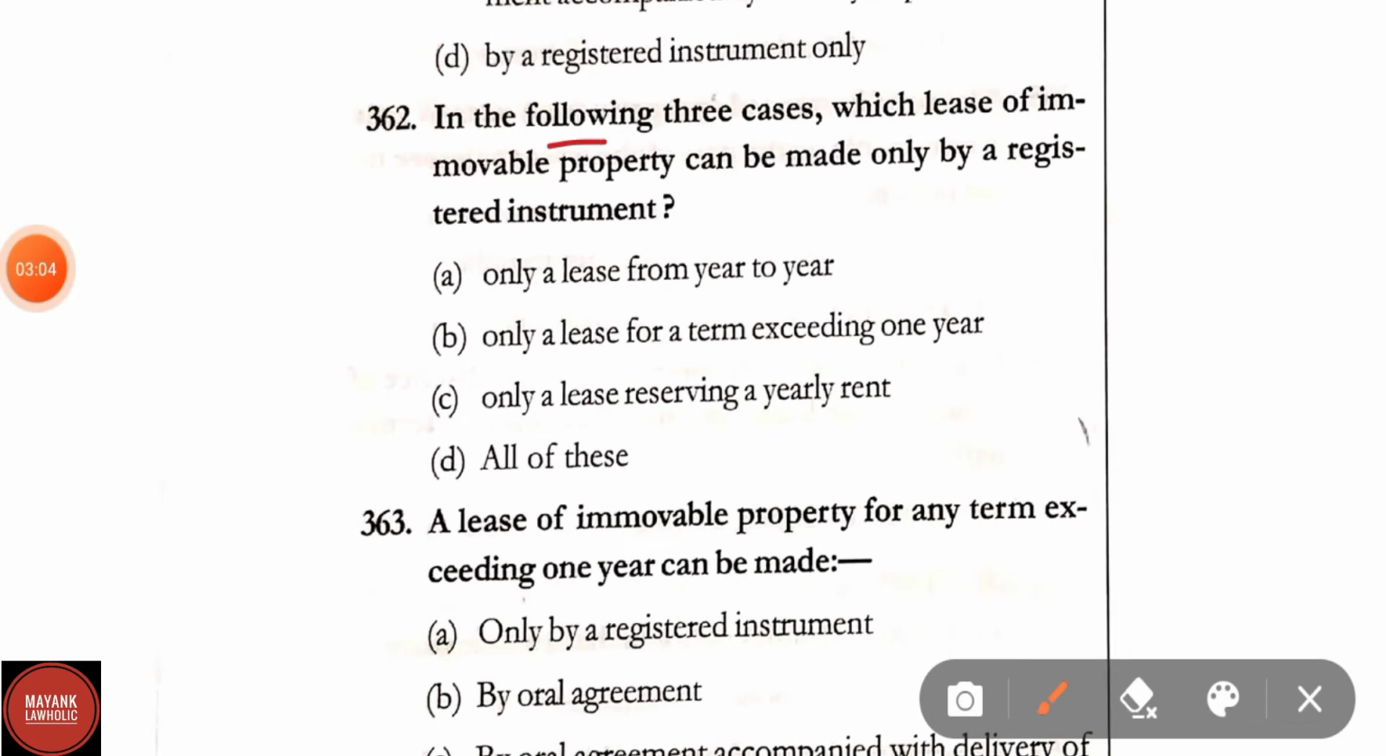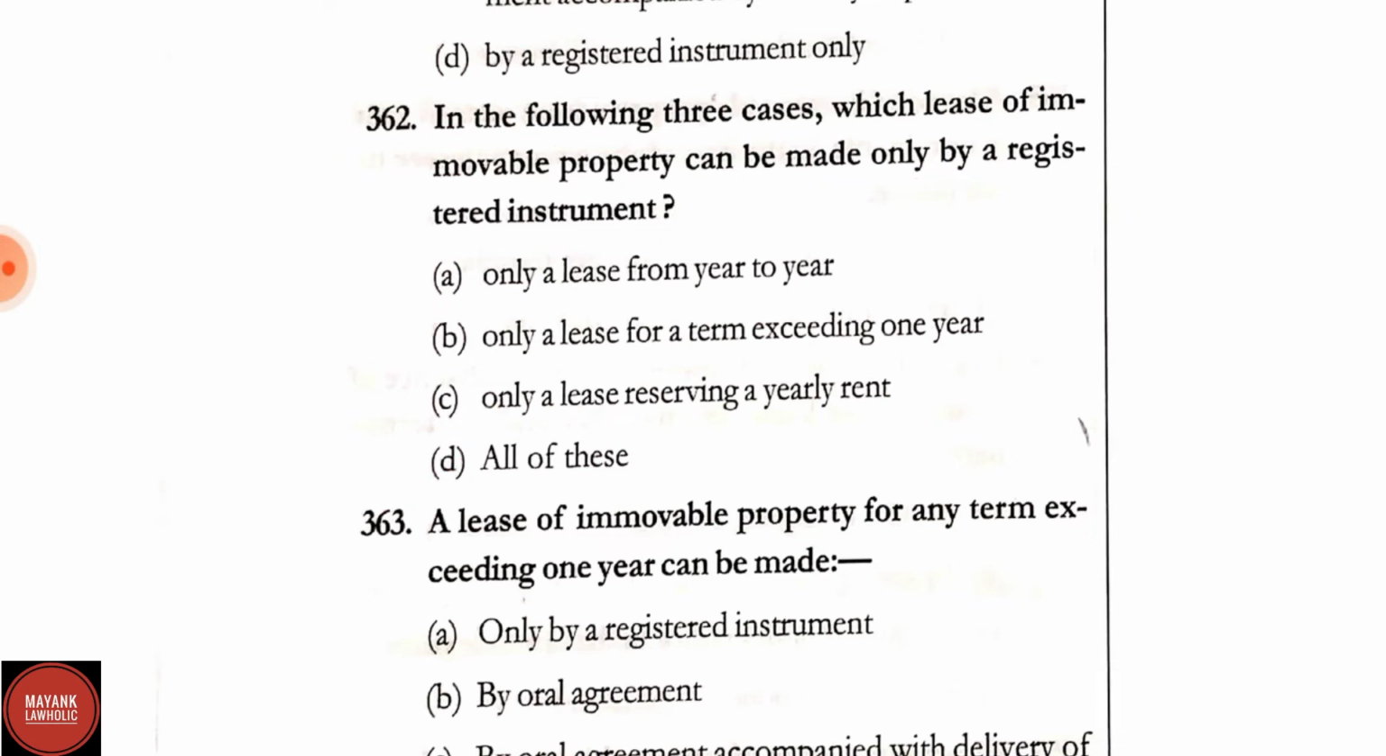Question number 362. In the following 3 cases, which lease of immovable property can be made only by a registered instrument? Options are: only a lease from year to year, only a lease for a term exceeding 1 year, only a lease reserving yearly rent, all of these. The correct answer is option D, that is, all of these.